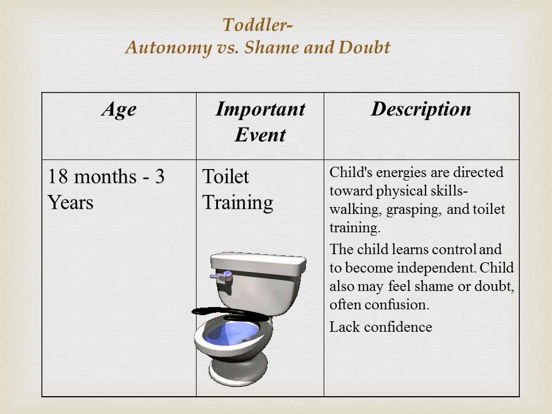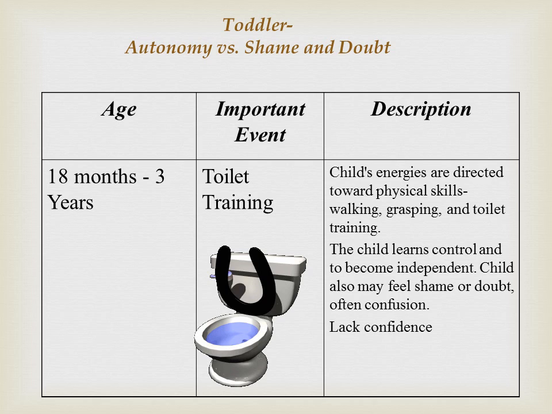The next stage is the toddler age, from about 18 months to 3 years. The big event occurring in this stage is toilet training. But they're also beginning to exert energy towards walking and grasping. They're beginning to become mobile by themselves. The child learns and becomes independent. The child may also feel shame and doubt, and often be confused. They have a lack of confidence. So it could go one of two ways.